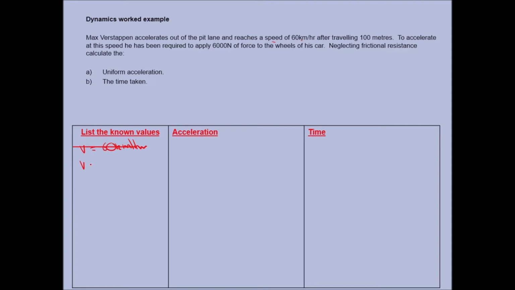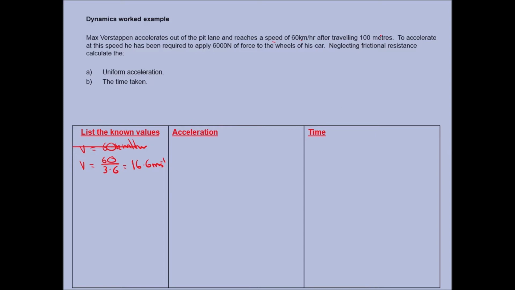Now, the more observant amongst you will realise that that 60 isn't in the right units, so we need to divide that by 3.6. There is a reason for that, and if you forgot it, go back and check previous videos about converting units, in particular kilometres an hour to metres per second. Pop that into your calculator, and we get an answer of 16.6 metres per second.